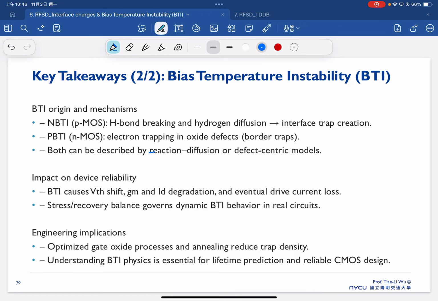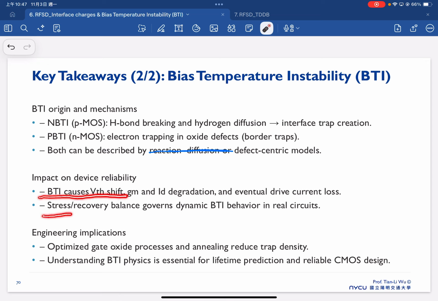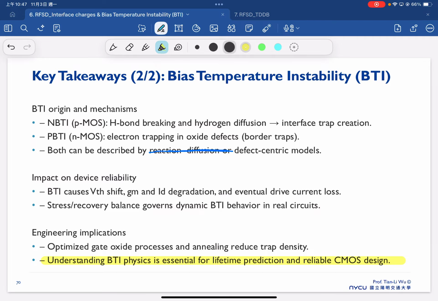described by the defect. The defect-in-dielectric model can be used to understand both PBTI and NBTI, and we see this BTI will impact the threshold voltage shift, and then we see there's stress and recovery. Optimization of the gate oxide process is good to reduce the trap density, and understanding the BTI phases is very important for the lifetime prediction and also reliable CMOS design.